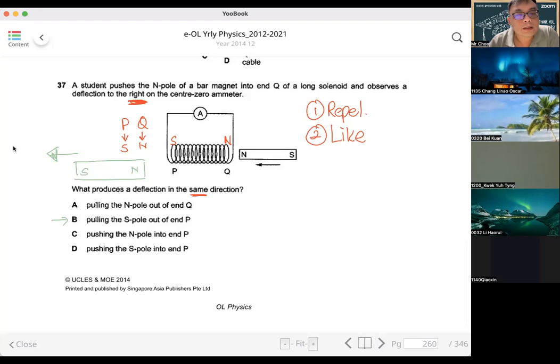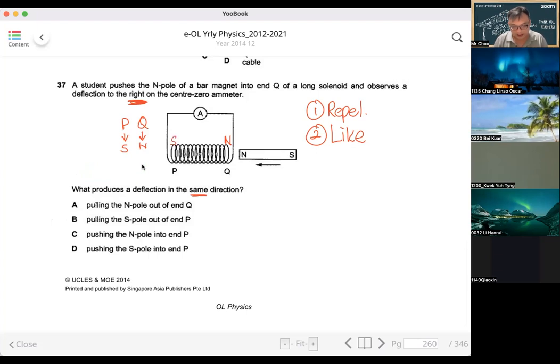Okay, wait. Did I draw this correctly? Should the South Pole be on the left side or right side? Can you tell me which is the correct one? Because I read the question, I also blur. Never mind. We ignore A and B first.